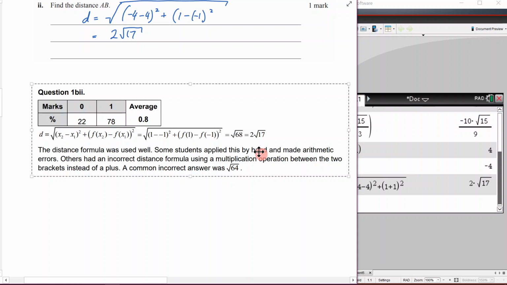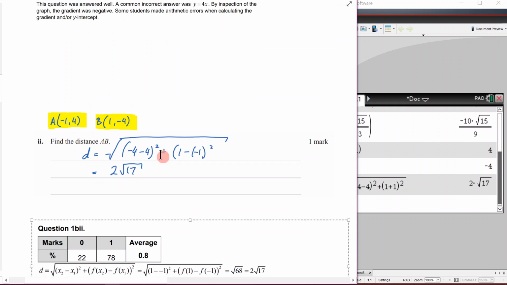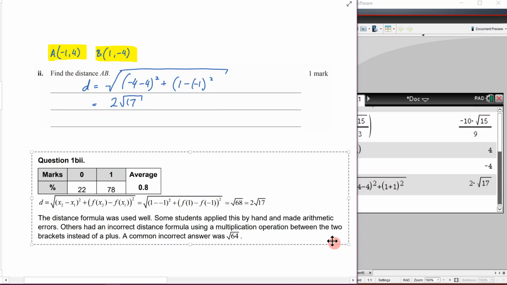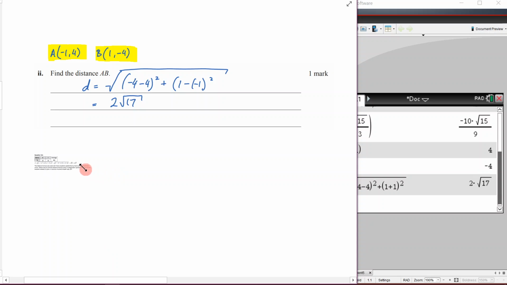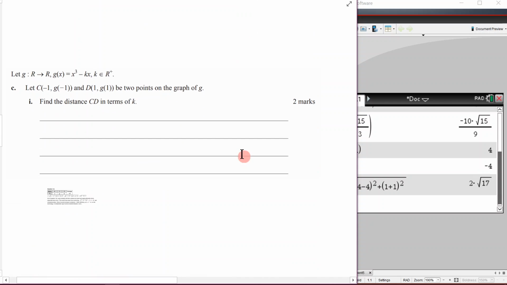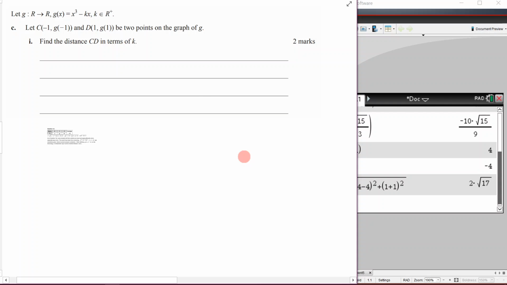So here are some things that I've already mentioned, and that is students that did this by hand often made arithmetic errors, and then other people for some reason put a multiplication sign between the 2 brackets for the distance formula. I'm not quite sure how on earth they made that mistake, but sometimes you just have brain fog, don't you? So you're just going to make sure that you sweep away that brain fog in your exams, which is tricky. All right, let's come to our next one now.